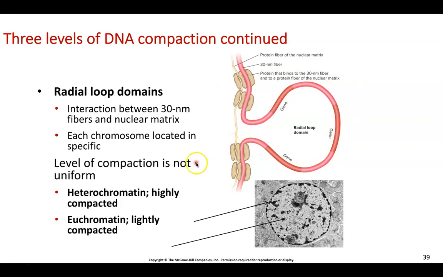Once we look at the level of compaction within the nucleus, we're going to realize that some areas of the nucleus are going to be highly compacted, meaning we've taken all the DNA and squished it together. That's going to be heterochromatin. So the dark spaces are areas in which DNA is really, really tightly wrapped around each other. But areas in which DNA is not tightly wrapped is called euchromatin. So in this image here, the white areas are euchromatin, the dark areas are heterochromatin.